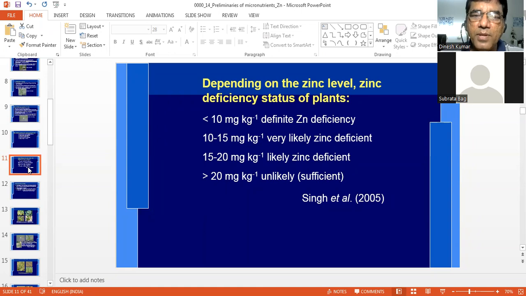Now this deficiency can be divided into 4 different parts. If it is less than 10 milligram per kg, it is definite zinc deficiency. 10 to 15 milligram per kg, very likely zinc deficiency. 15 to 20 milligram per kg, likely zinc deficiency. I'm talking about the plant system: if it is more than 20 milligram per kg, then it is sufficient. So it starts with less than 10, definite; 10 to 15, very likely; 15 to 20, likely; and more than 20. As you move down, you are increasing the levels of zinc in the plant system.